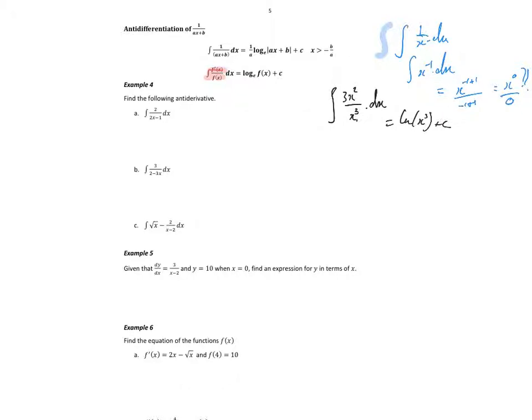All right, and for us, it's nearly always of this form here. If we think about the derivative of 2x minus 1, it's 2. So therefore, the antiderivative of that function is the natural log of 2x minus 1 plus some constant c.